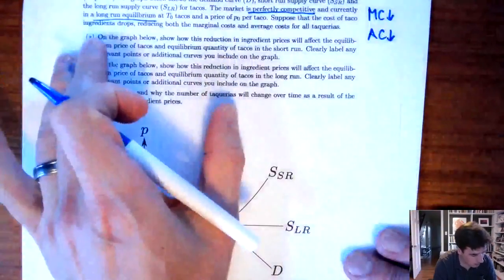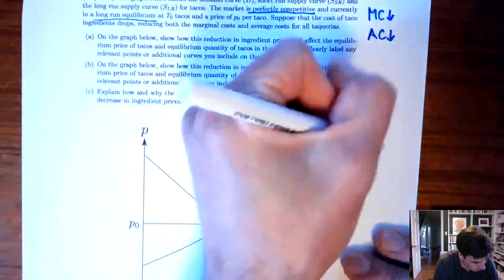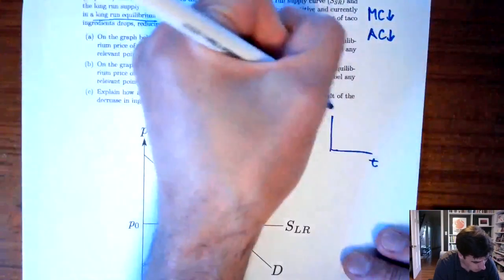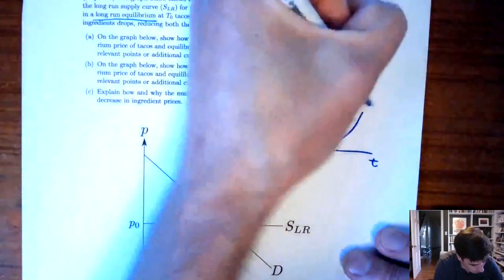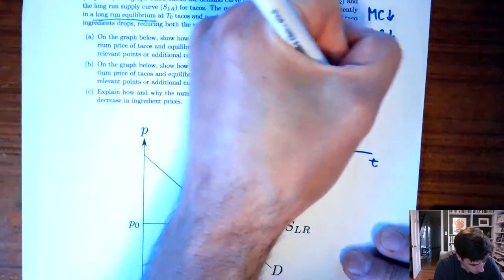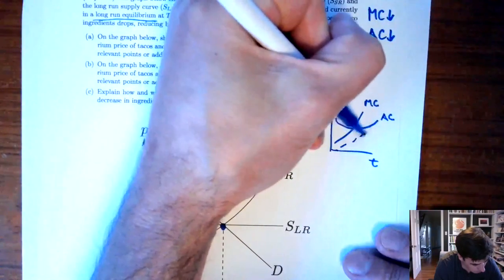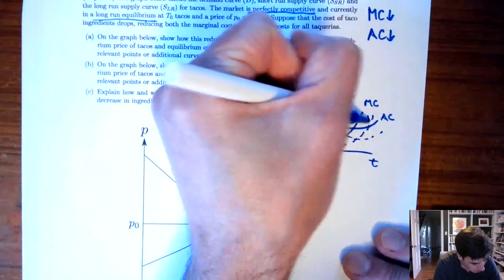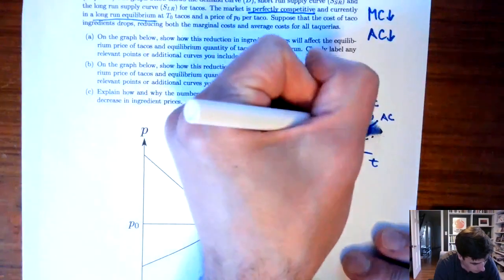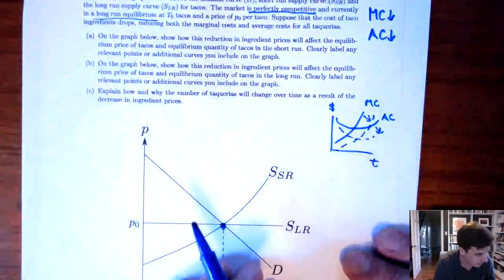Before I even get into parts A through C, let's just do a quick little graph on the side for my own purposes to think about what an individual firm's cost curves just did. So if I had a traditional marginal cost curve like this, average cost like that, well, this is saying that now I have new lower marginal costs and new lower average costs. So my marginal costs are doing that, and my average costs are doing that. All right, so that covers all the information that we're given up top. We've sort of got that all taken care of.